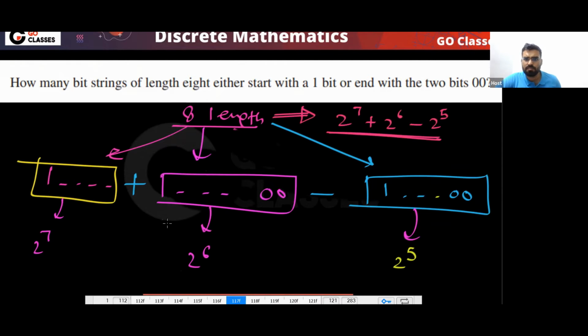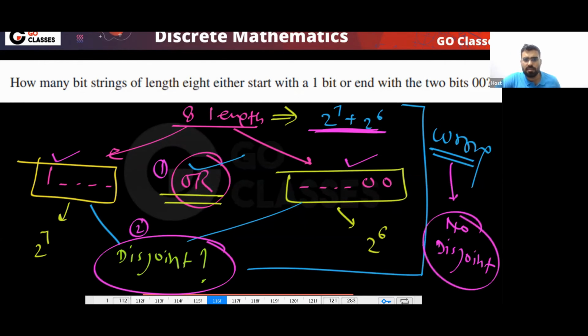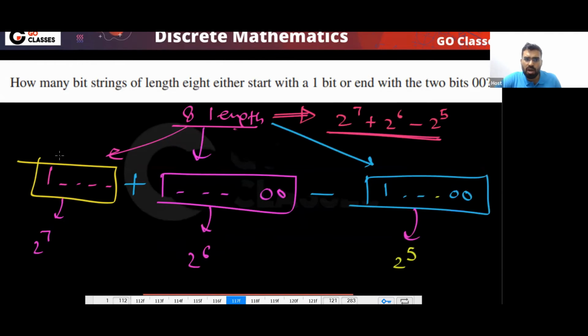Is this clear to everyone? Please remember, whenever you apply the summation rule, don't forget about the disjoint condition. You must have these 2 conditions, but this second condition is not satisfied. So you cannot directly add. You have to remove the common elements. You count starting with 1, you count ending with 0, 0, but the common things are starting with 1 and ending with 0, 0. So you add them, then remove them.